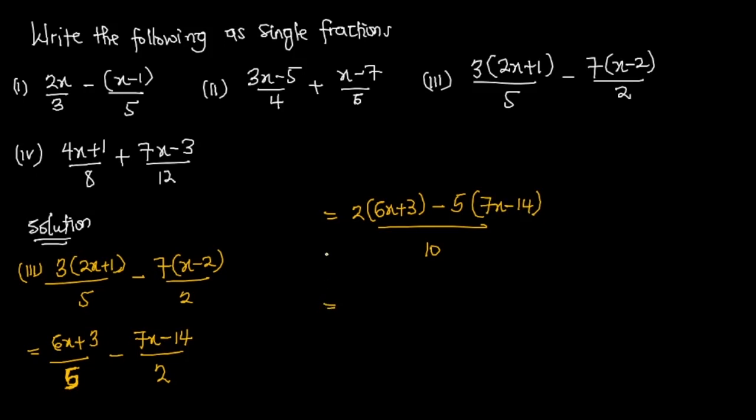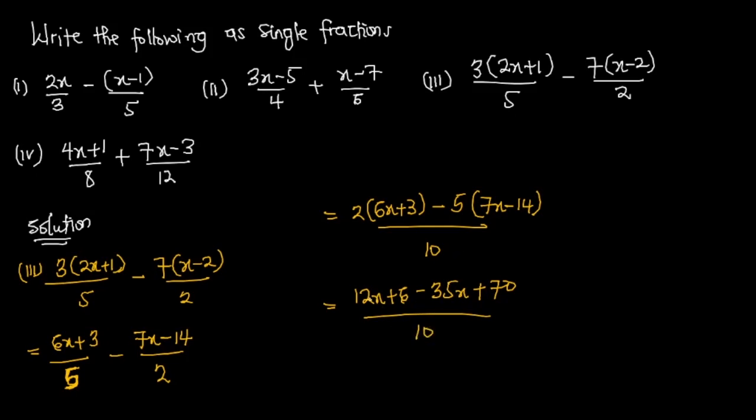So from here we can now expand the numerator over the common denominator we have, simplify the expressions and get our answer. So 2 multiplied by 6x will give me 12x. 2 multiplied by 3 will give me 6. Then minus 5 multiplied by 7x will give me 35x. Then negative 5 multiplied by negative 14 will give me positive 70 as my answer. So all divided by 10.